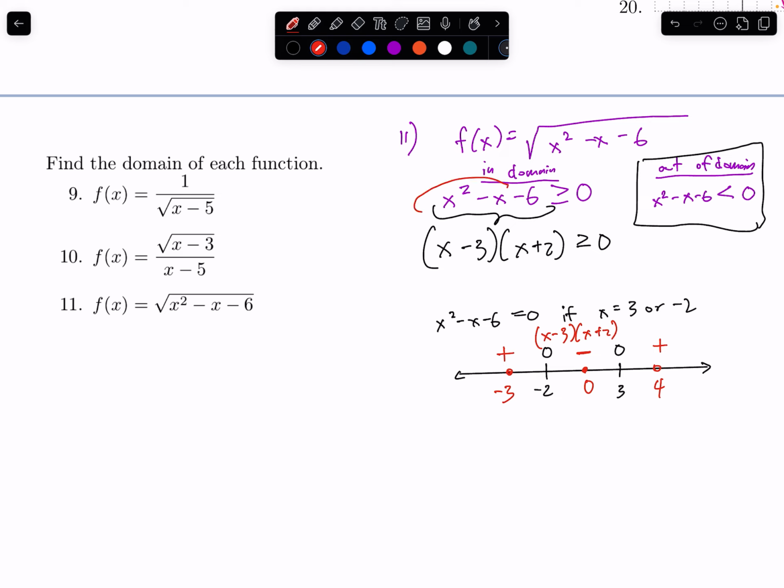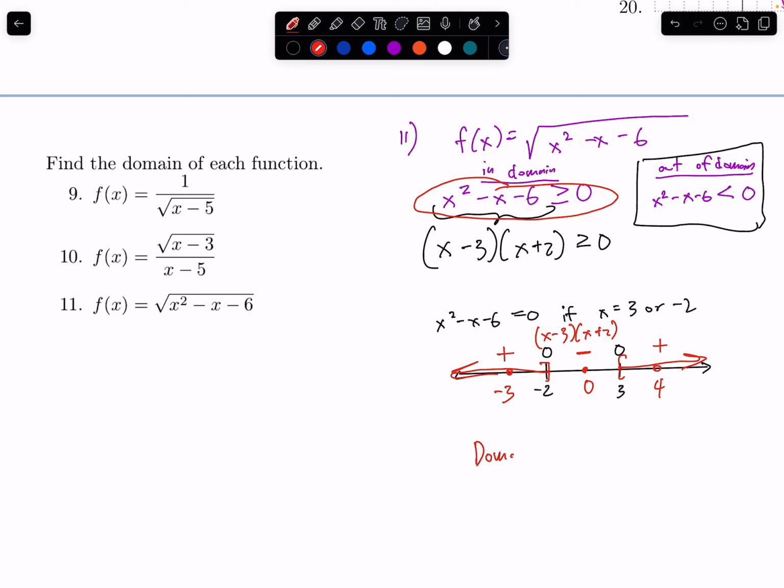Now, what was my original question? I was trying to find things in the domain where it's bigger than 0, right? So that means as long as this thing is bigger than 0, I'm in the domain. So that's to the left of this here in that direction, and then to the right in that direction.